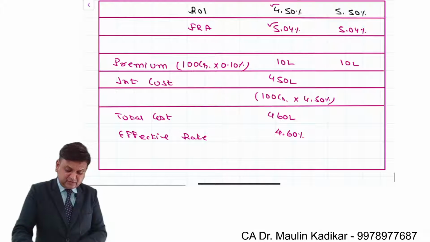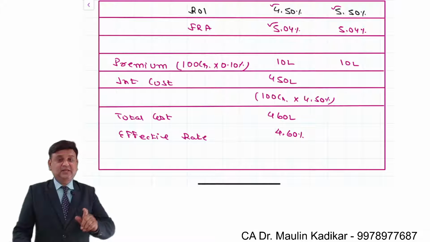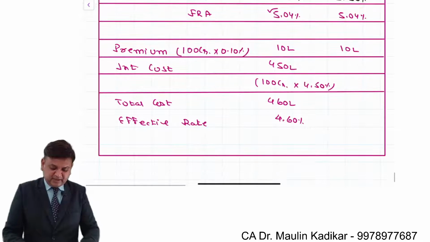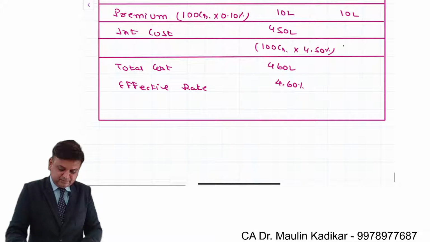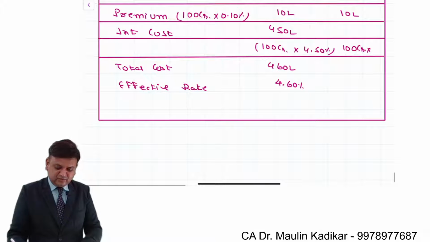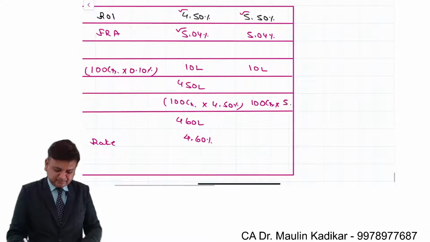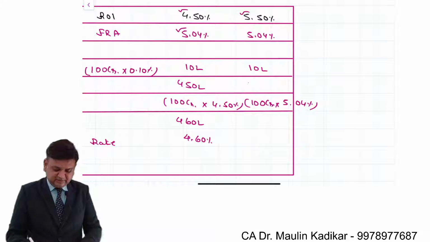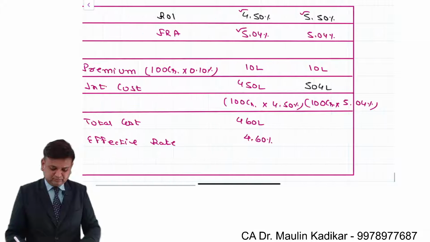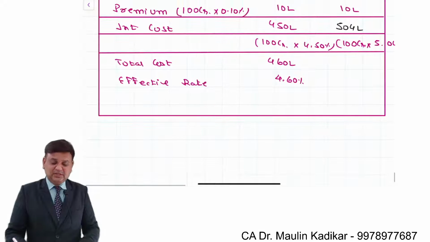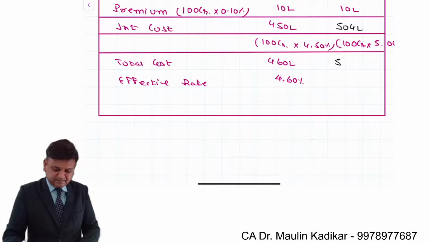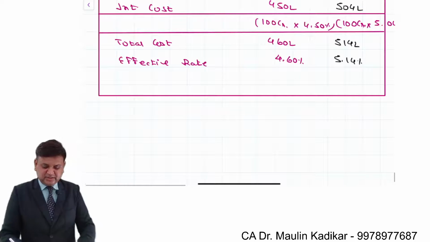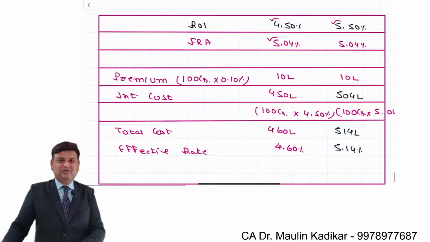And when the market rate of interest is 5.5%, then you will borrow as per the forward rate agreement, and your cost of the borrowing would be 100 crore into 5.04%. So the amount of the interest is going to be 504 lakhs. And the total cost is 514 lakhs. So in that case it is 5.14%. This is the way we will have the effective cost.